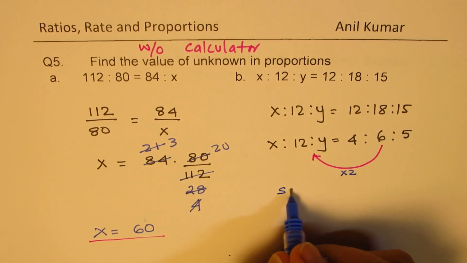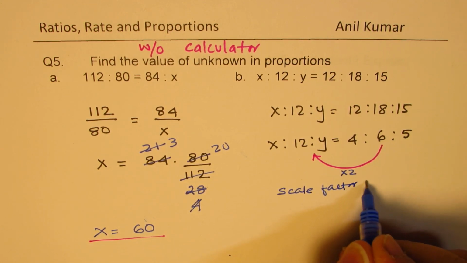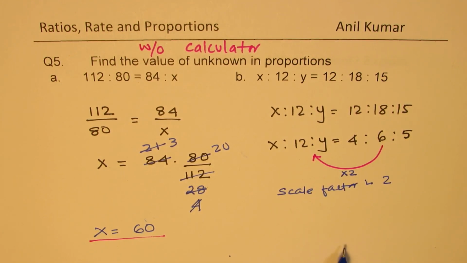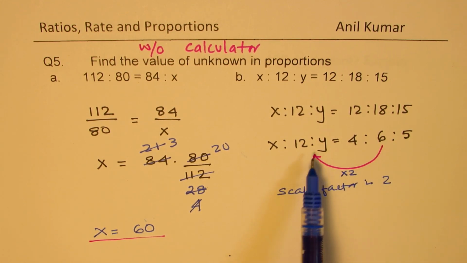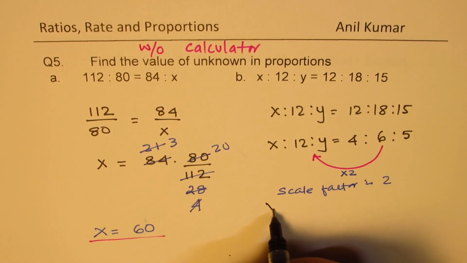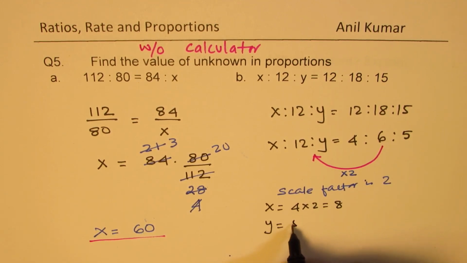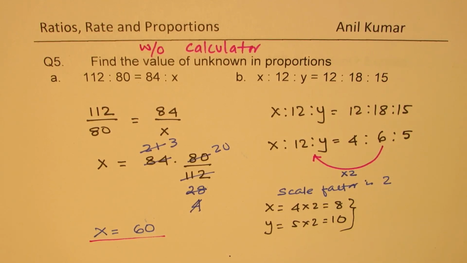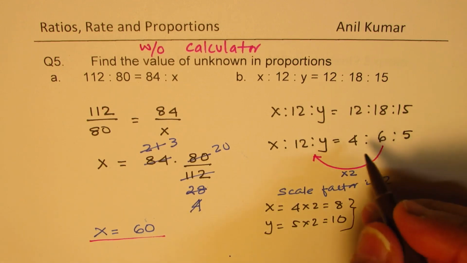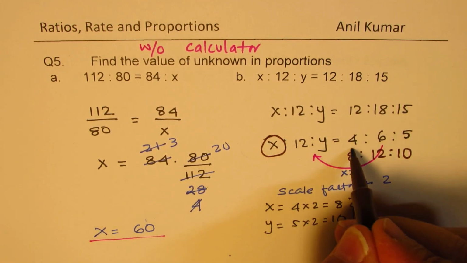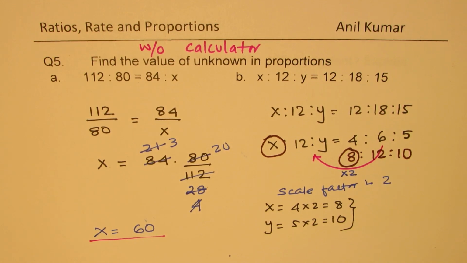So the scale factor is 2, right? When we are going from this side to that side. Perfect. Okay. So to get x and y, we can straight away get x as equals to 4 times 2, which is 8. And the value of y will be 5 times 2, which is 10. Is it clear? So that becomes our answer, right? So when you multiply each one of them by 2, we get the values which are 8 is to 12 is to 10. So comparing, x is 8, right? And y is 10.